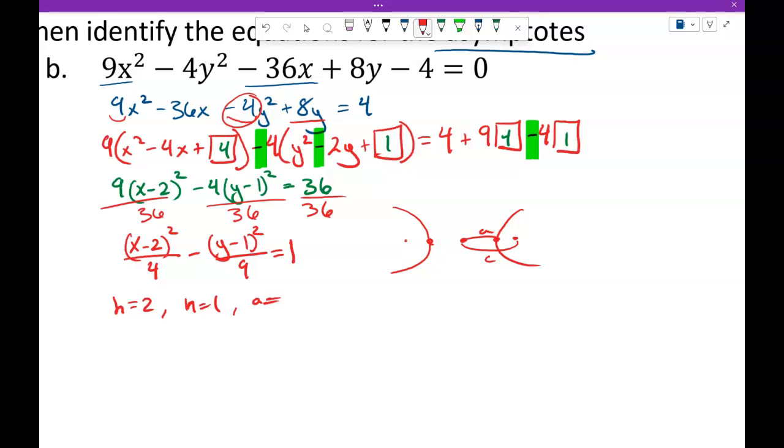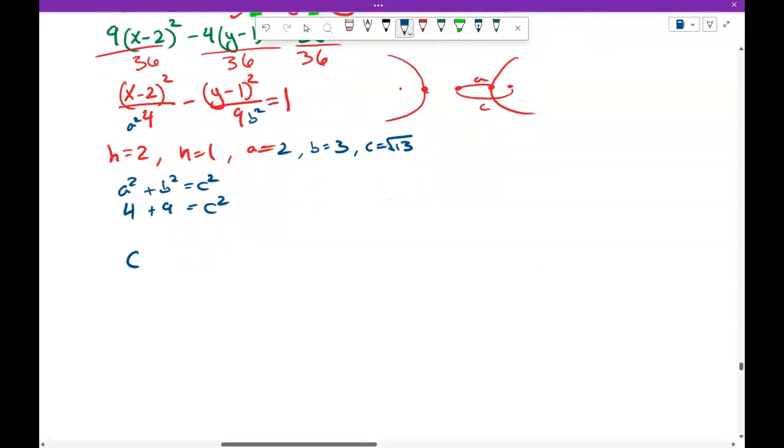a squared is 4, so a is 2, b squared is 9, so b is 3, a squared plus b squared equals c squared. Since it's the same values as before, we end up with c being the square root of 13. So again, we'll start with our center, this time located at 2, 1.